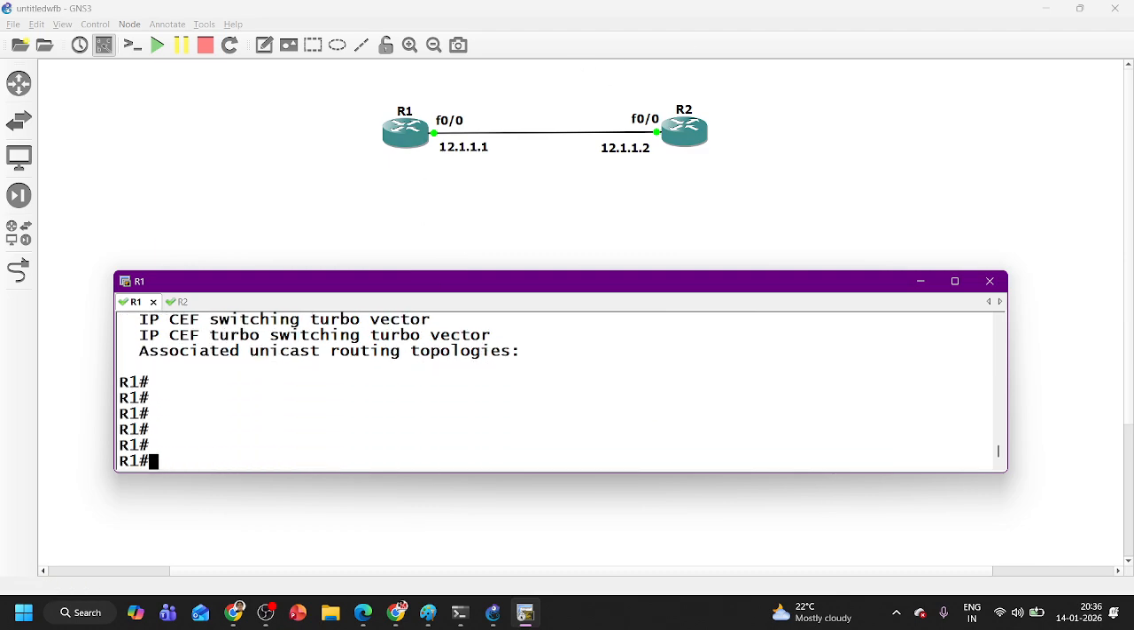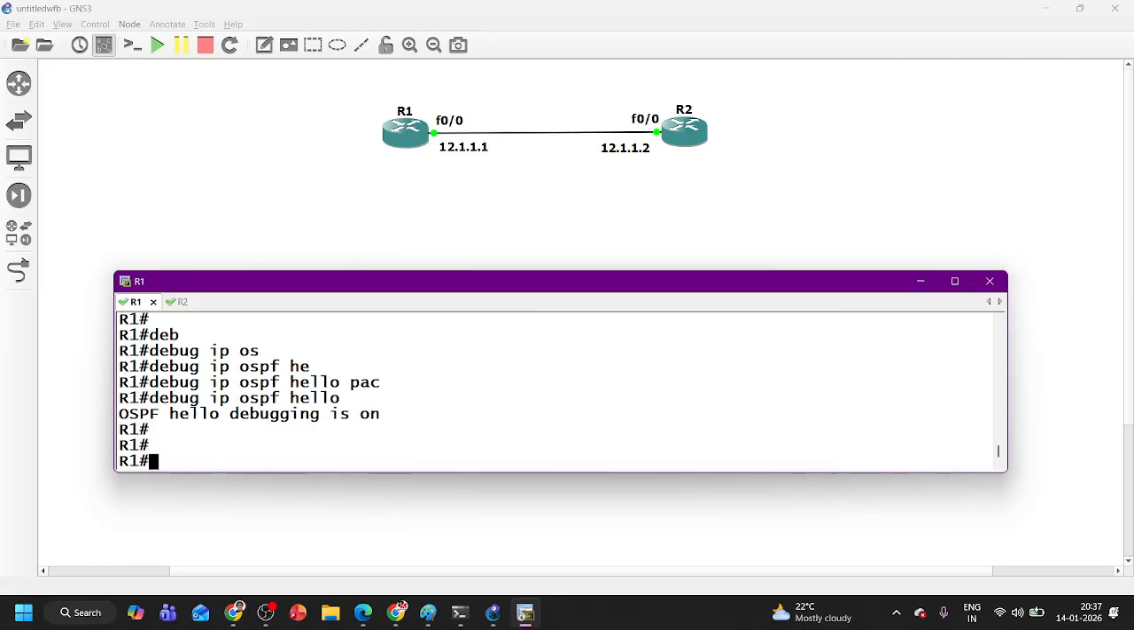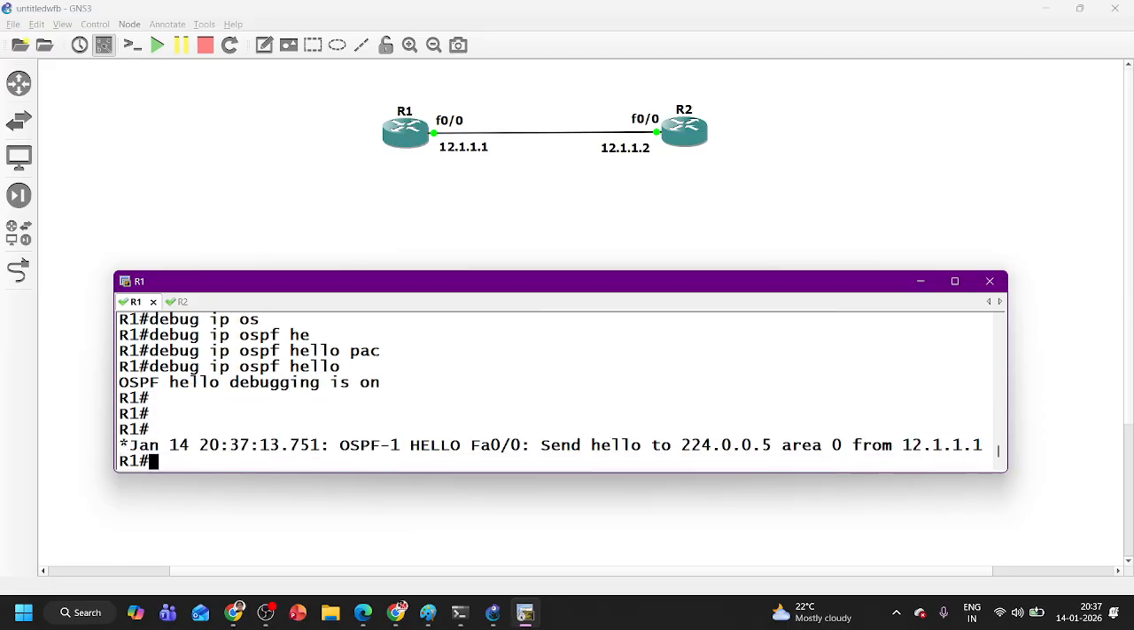Router 1 is sending hello messages, similar to EIGRP. We have hello messages in OSPF also, and the purpose is the same. First purpose is to discover neighbors, and second purpose is keepalive. If you enable debugging, debug IP OSPF hello packet, then you will see Router 1 keeps sending hello messages from FastEthernet 0/0.